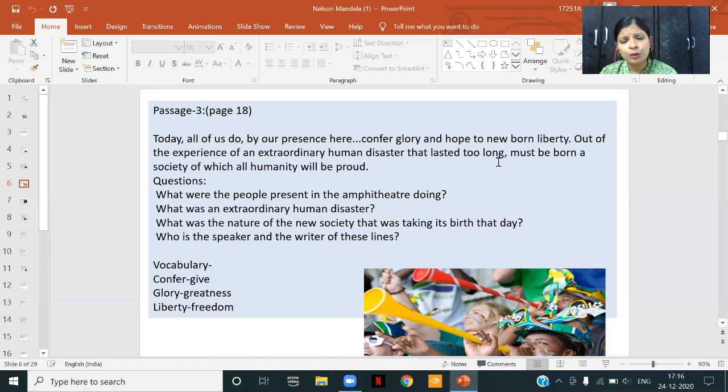And it lasted for too long. That is almost 3 centuries, right? So Nelson Mandela says it lasted for too long. But now this society is going to be born, which will actually give glory to hope and liberty. And also humanity will be established here, and the entire society is going to be proud of this particular nation.